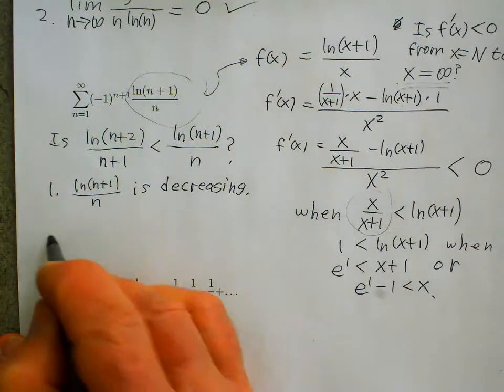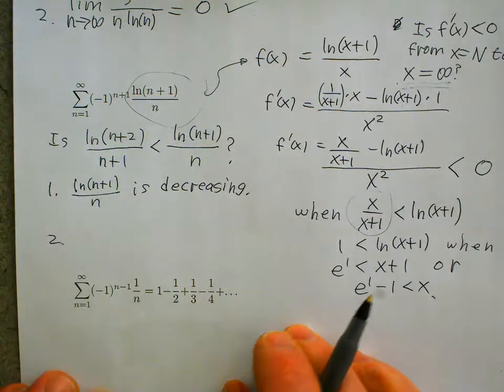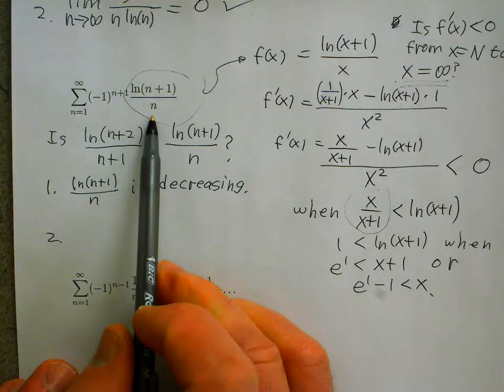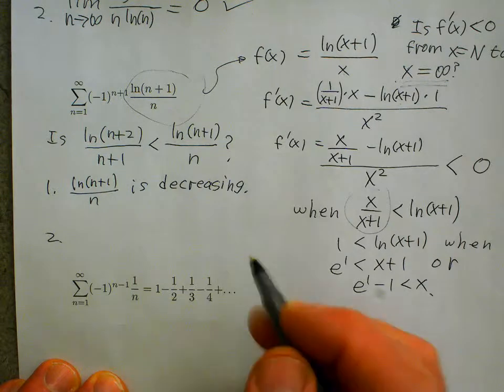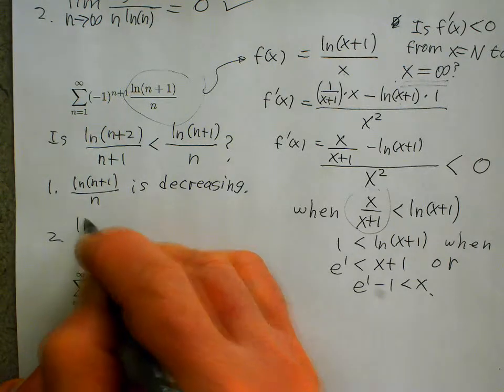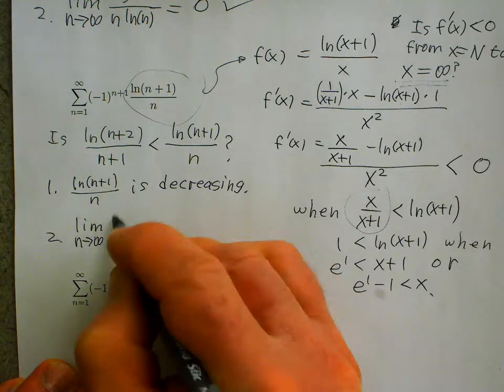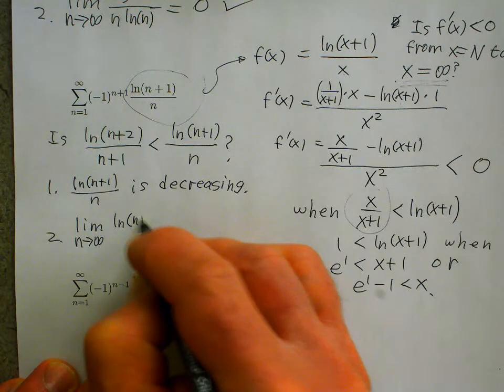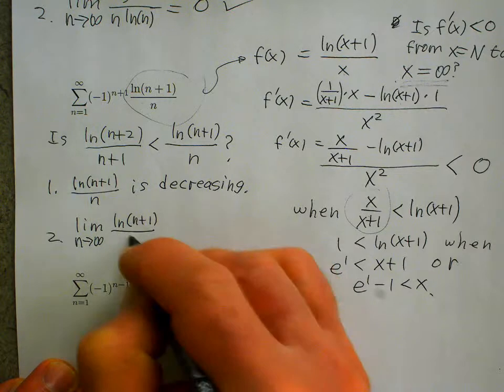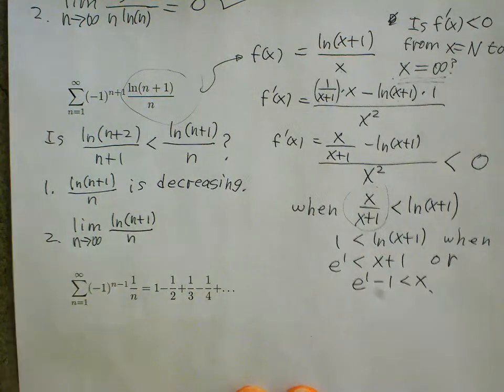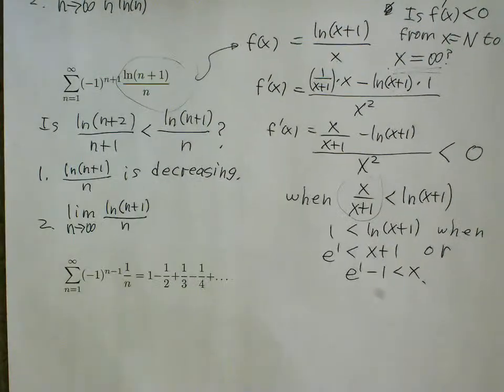Okay, then the second step, now we want to know if the limit of this is equal to 0. The limit as n approaches infinity of the natural log of (n plus 1) over n. So what do you think?